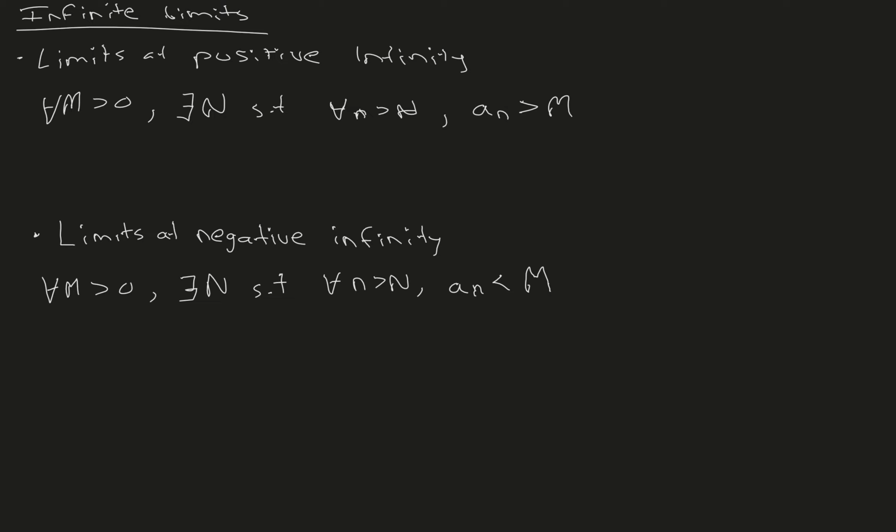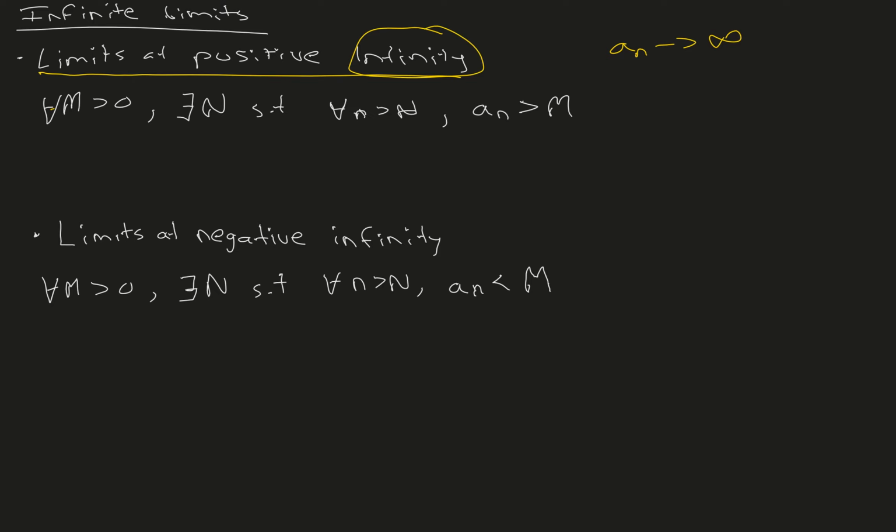So limits at positive infinity, right? That means a_n tends to positive infinity. The definition for this is that for all M, remember that we had epsilon before, but here we have M. Whenever we're dealing with finite limits, we use epsilon, which means really small. Epsilon is error. It's 0.000 something. But we use M when we're dealing with infinite limits.